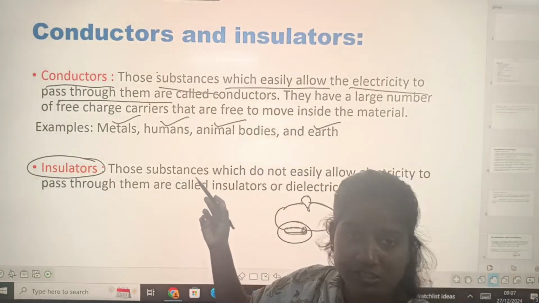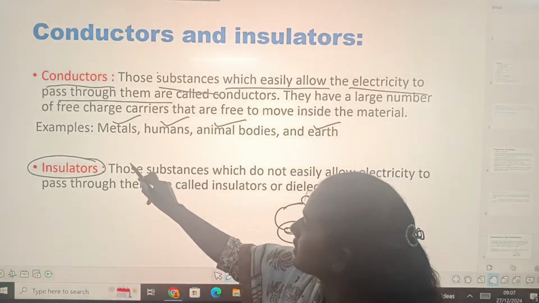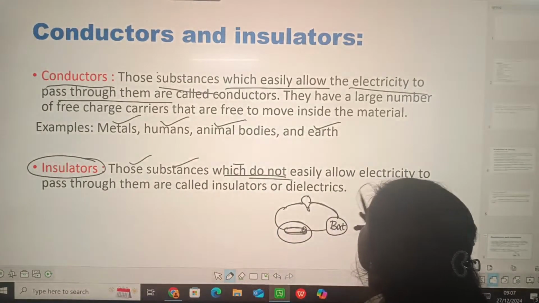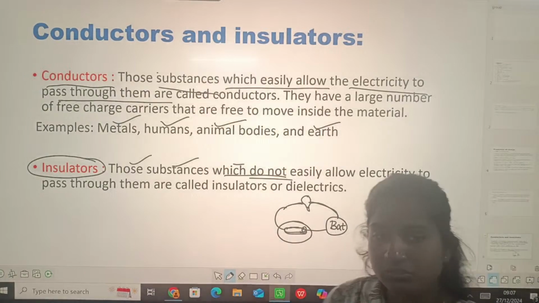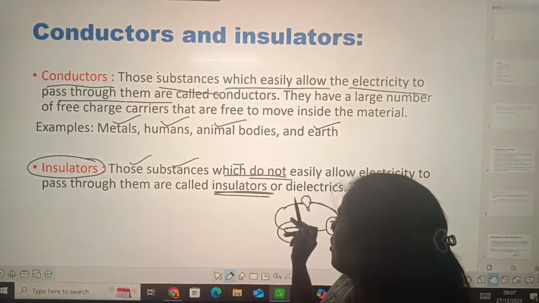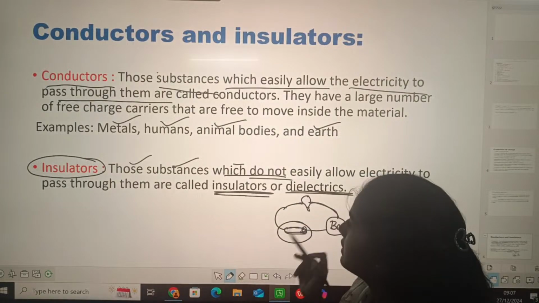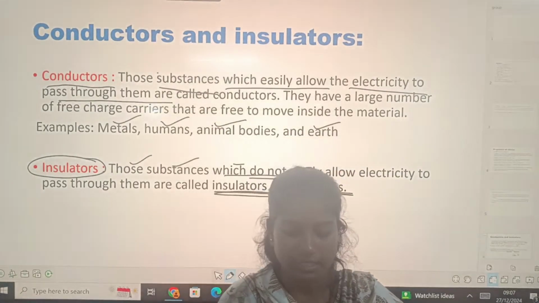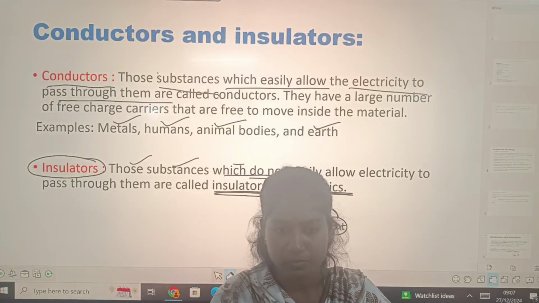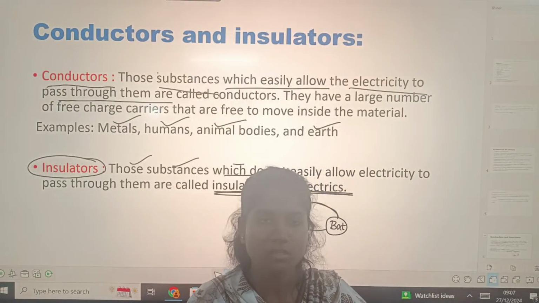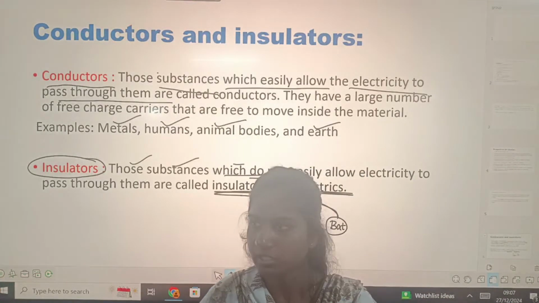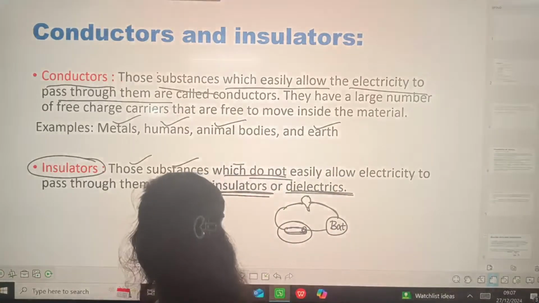See, the opposite to the definition of this, those substances which do not easily allow electricity to pass through them are called insulators, or it is also called a dielectric medium. See, dielectric means insulators, the substances which do not allow the electricity to pass through them. See, for example, let us take a rubber.